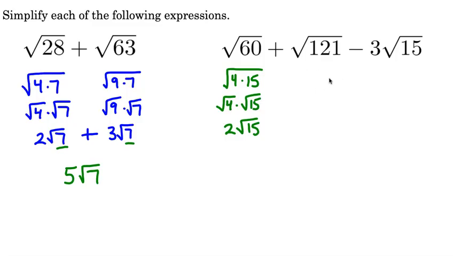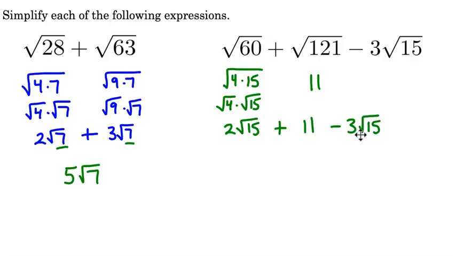Square root of 121, well, 121 is a perfect square. The square root would be 11. So I'll bring that down with the addition. And then 15 does not have any perfect square factors. We could check that pretty quickly. So then I'll bring that term down as well.